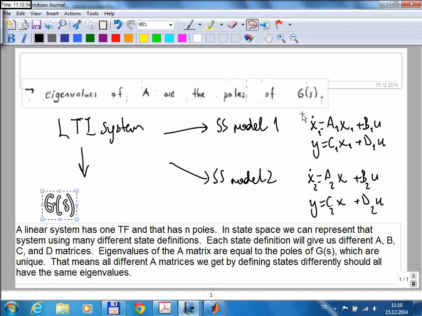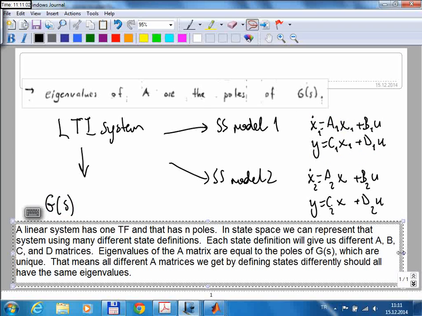And now I'm telling you that in state space the concept of the poles is still there, and it turns out that the n poles of that transfer function become the n eigenvalues of the A matrix. So the poles are a very important property of linear time invariant systems, and now I would like to show you how important they are.